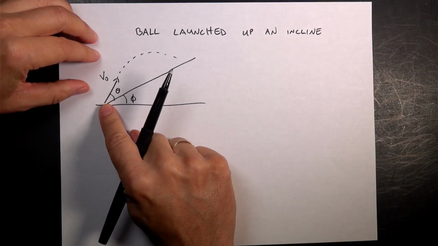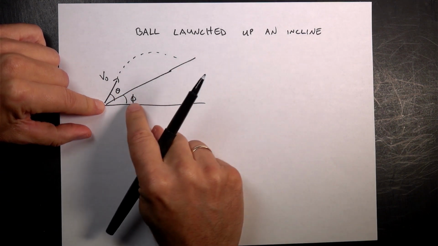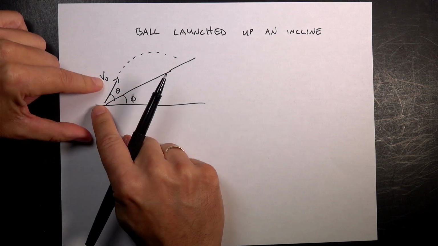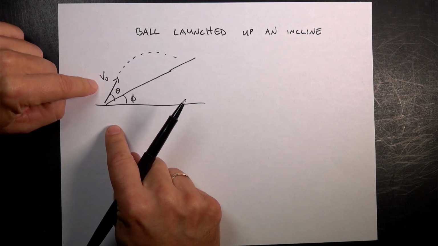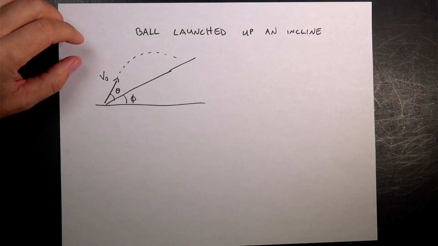The idea is that I have a ball launched up an incline. There's a plane inclined at an angle phi above the horizontal, and the ball is launched with an initial velocity v0 at an angle theta above the incline. So it's like a projectile motion problem up an incline.